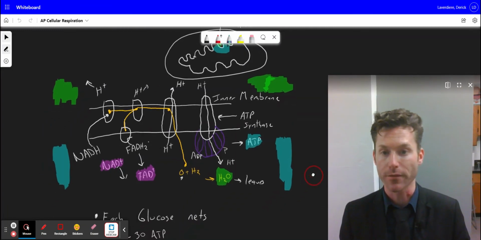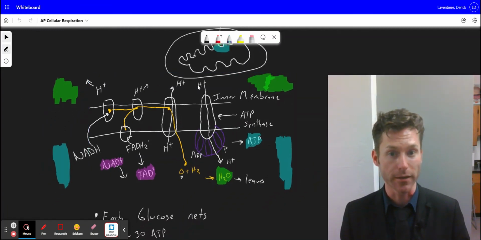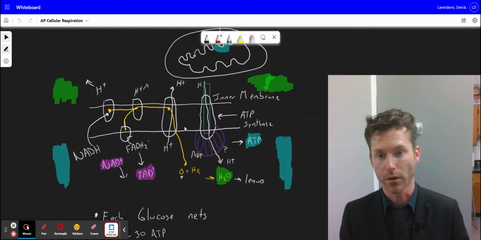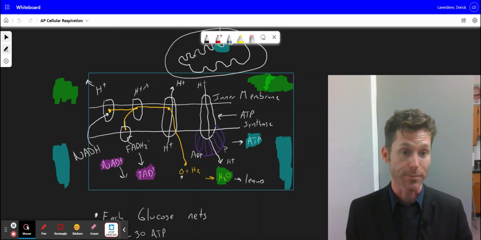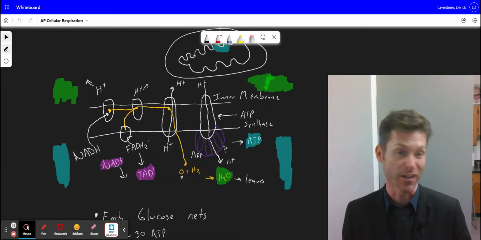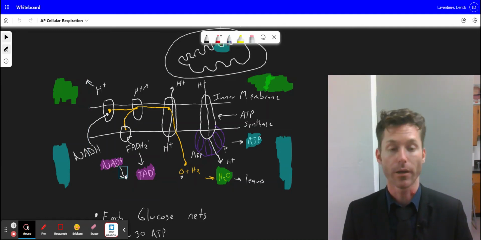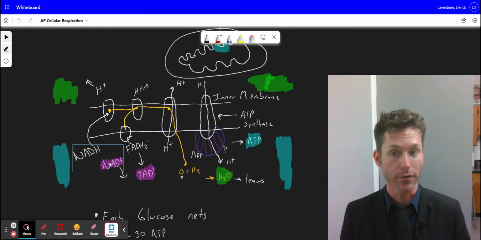So I have some protein complexes embedded in this interior membrane. These protein complexes are the electron transport chain because it transports an electron, electrons actually. So the NADHs and the FADH2s are going to get involved. They're going to give up an electron. It's a high energy electron.